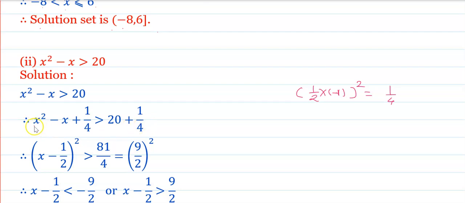And here you will get x square minus x plus 1 by 4, and therefore in bracket x minus 1 upon 2 bracket square, and simplify.